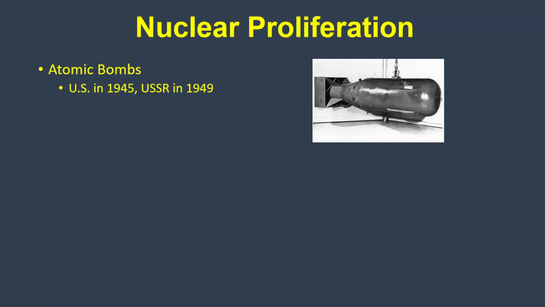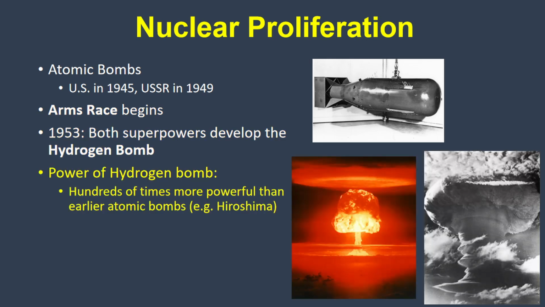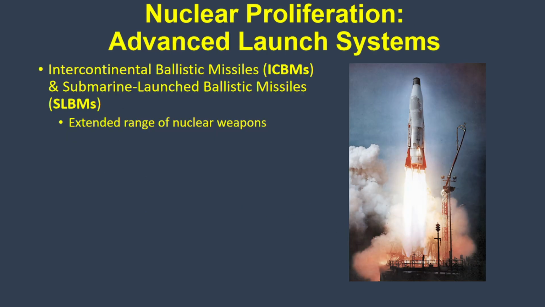A major reason was nuclear proliferation. The United States and Soviet Union's development of atomic weapons led to a prolonged arms race. By 1953, both sides had developed the hydrogen bomb, a thermonuclear weapon hundreds of times more powerful than those used against Japan. Intercontinental ballistic missiles and submarine-launched ballistic missiles extended the range of these weapons, and also allowed for second strike capabilities, meaning if one superpower attacked first, the other one could strike back.